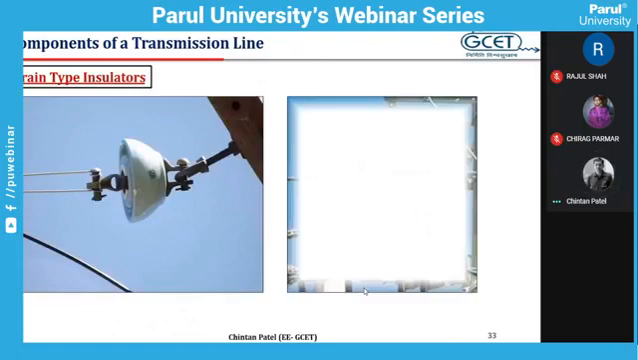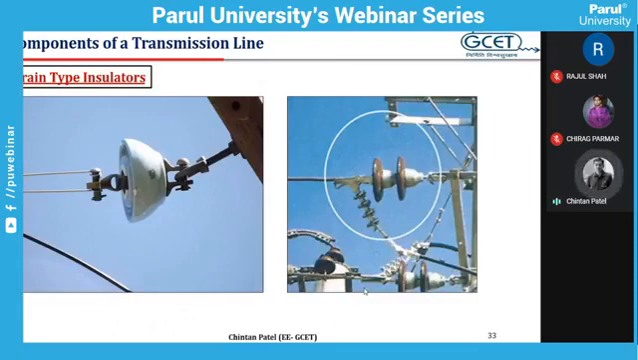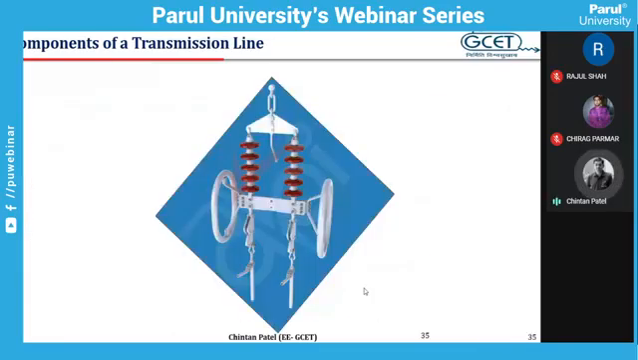I'm not discussing this because it is part of the distribution network. Strain type insulators we can easily identify from their mounting. They are mounted generally about the horizontal axis. This is a pin insulator.